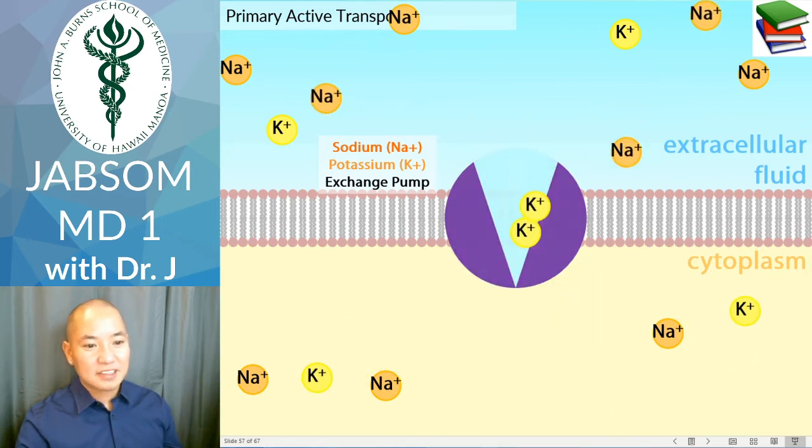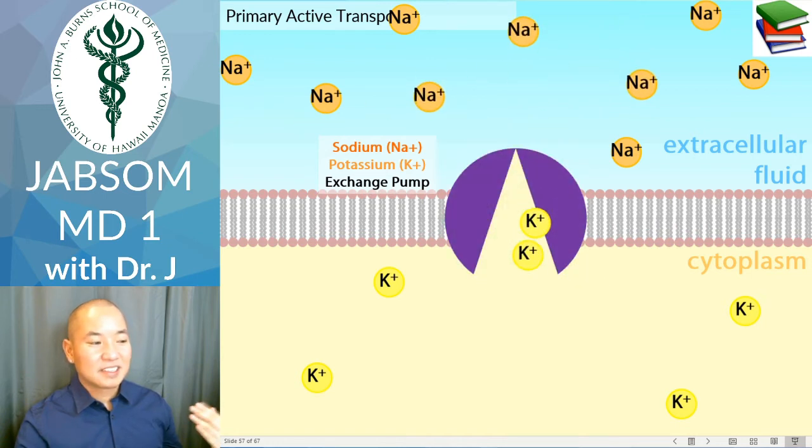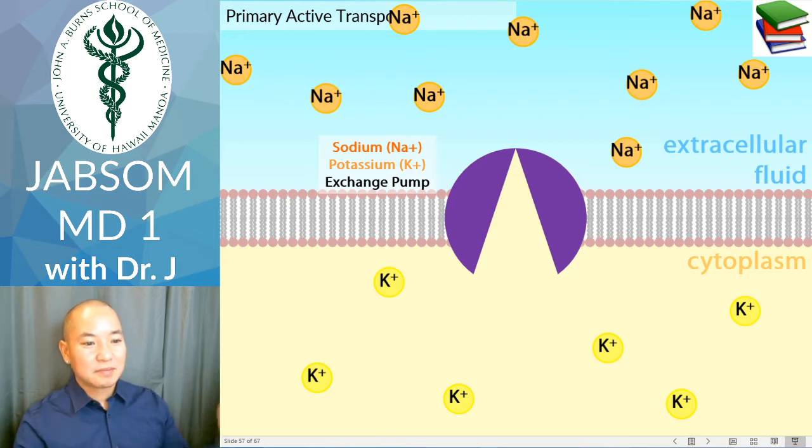So just repeat this ad nauseam. Now what do you have? You just repeat again, 3 sodium from the inside, exchanging for 2 potassium on the outside. So pump sodium out, bring potassium in. Now we have a higher concentration of sodium back on the outside and a higher concentration of potassium on the inside.